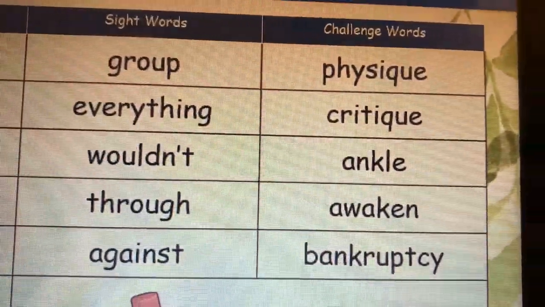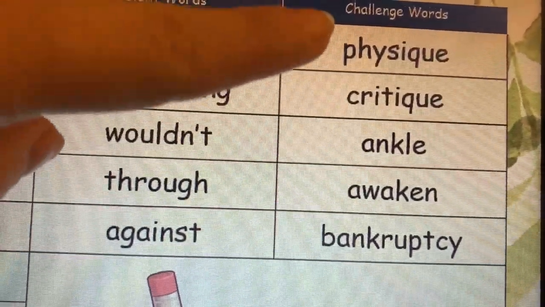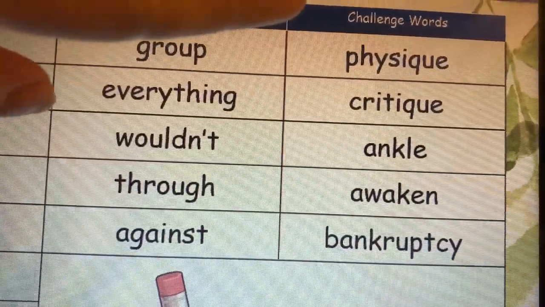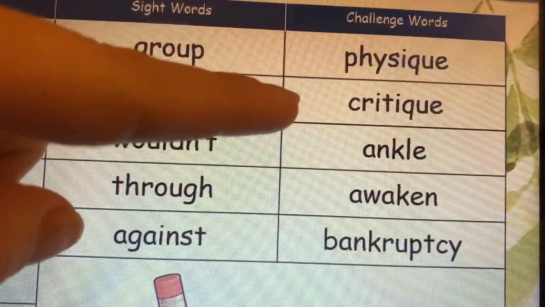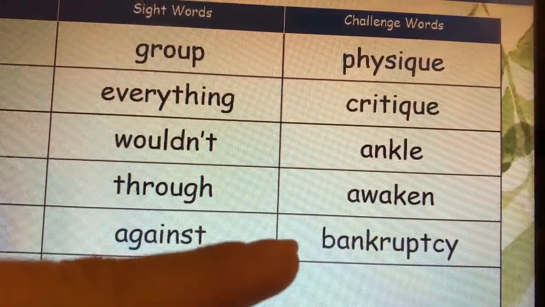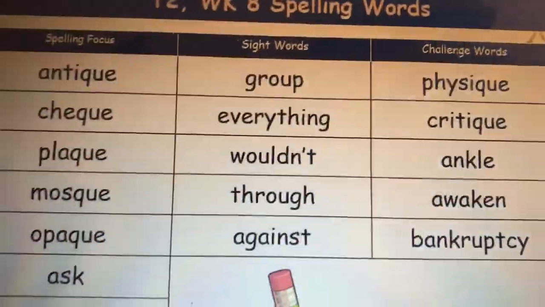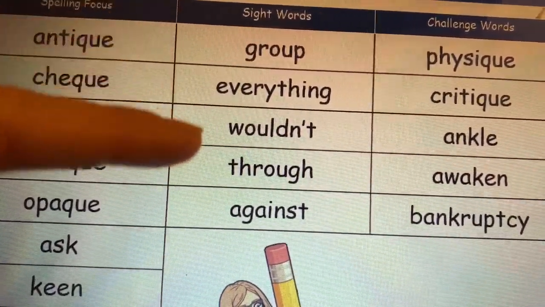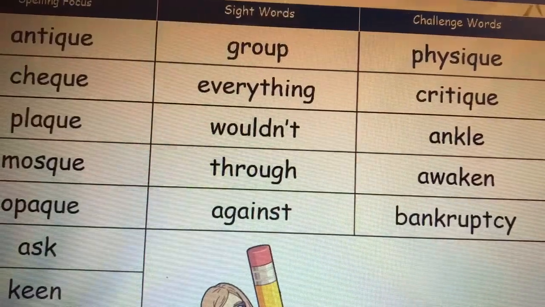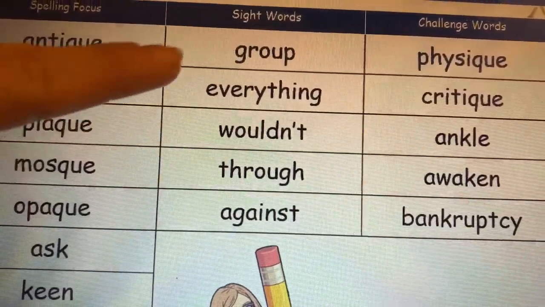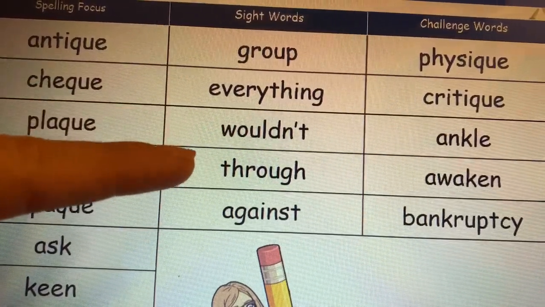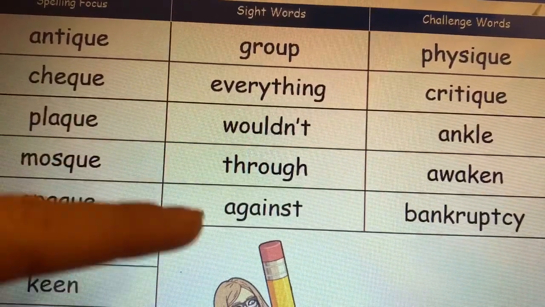Our challenge words are also focusing on either the trigraph or the graph focus, and this is physique, critique, ankle, awaken, and bankruptcy. Our words in our sight word list do not have the trigraph or the graph focus, and they are group, everything, wouldn't, through, and against.